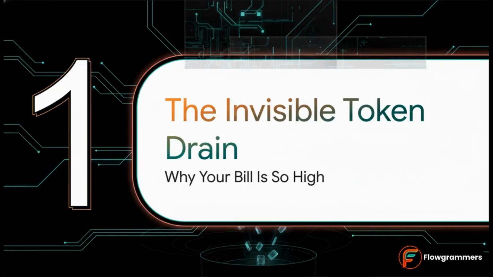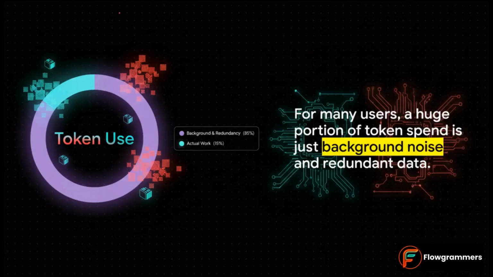All right, first up, the invisible token drain. Before we can start fixing things, we gotta understand where all that money is actually going. Okay, this is the shocking truth. For most people using OpenClaw right out of the box, a mind-boggling 85% of their token spend is just background noise. It's wasted. Only about 15% is the actual, valuable work you wanted it to do in the first place.